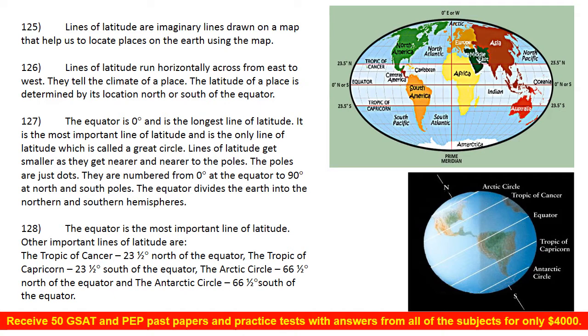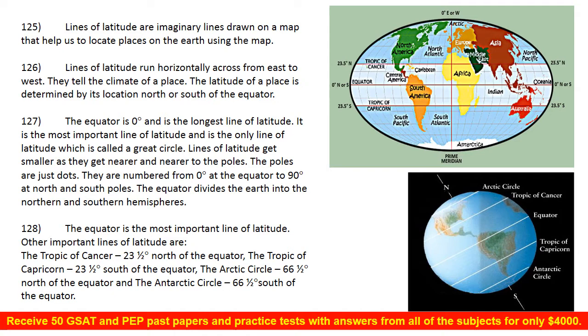So lines of latitude are imaginary lines drawn on a map that help us to locate places on the earth using the map. Lines of latitude run horizontally across from east to west. They tell the climate of a place. The latitude of a place is determined by its location north or south of the equator.